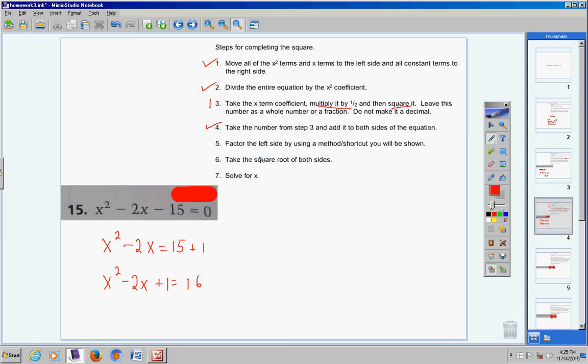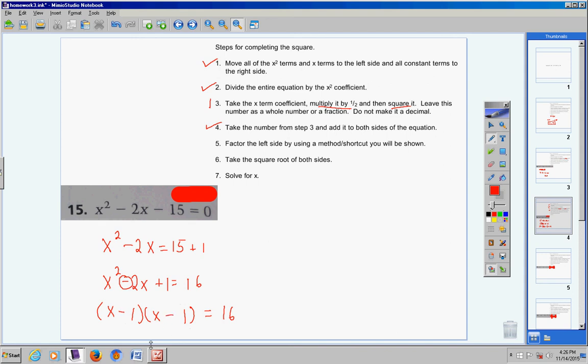Step 5. Factor the left side. Okay, we know how to do this. Put our 2 parentheses. Take the square root of this in your mind. You will get x. Put an x here and an x here. Take the square root of this number here. The square root of 1 is 1. Put a 1 here and a 1 here. Now here's your middle term. Always take this sign, whatever it is, and it goes here and here.